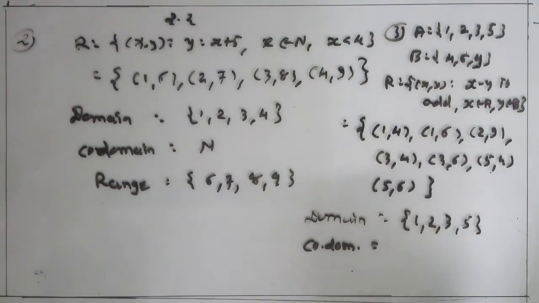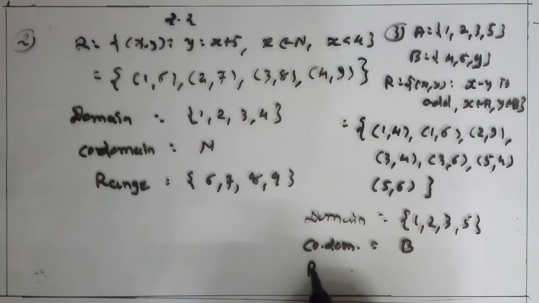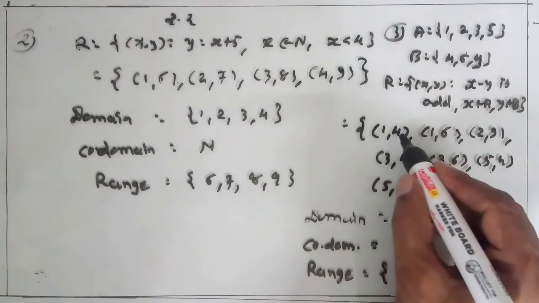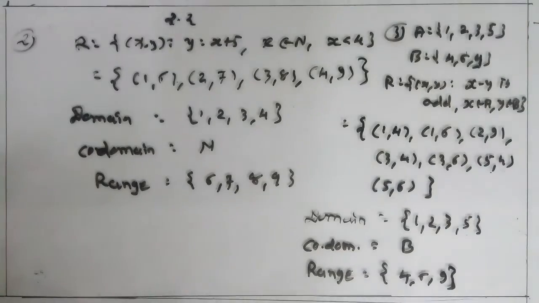Codomain is equal to the second set B. And what is the range? Range of this relation is a set of second element of each ordered pair: 4, 6, 9. Clear? So this becomes the range. Okay.